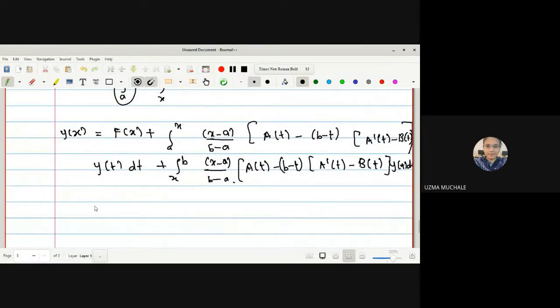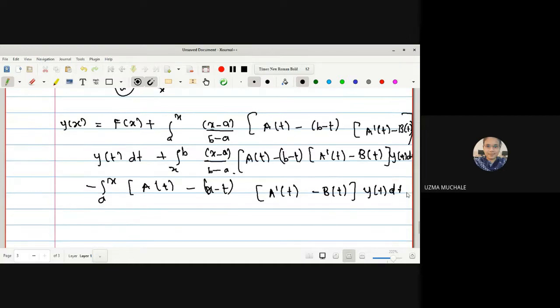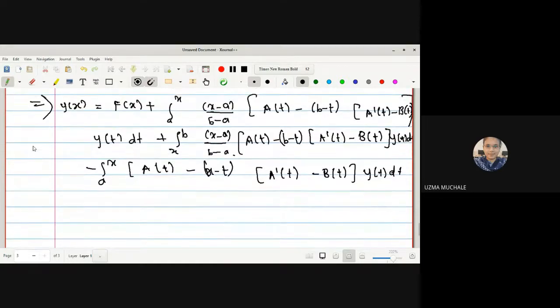Minus, we'll take some terms common which we have, integration a to x, capital A of t minus (x minus t), A dash of t minus B of t, y of t dt. So this term we have completed. Now what is the next step? This a to x we can write in one thing. So this is with a to x and y of t dt. Y of t dt, a to x, both are common.